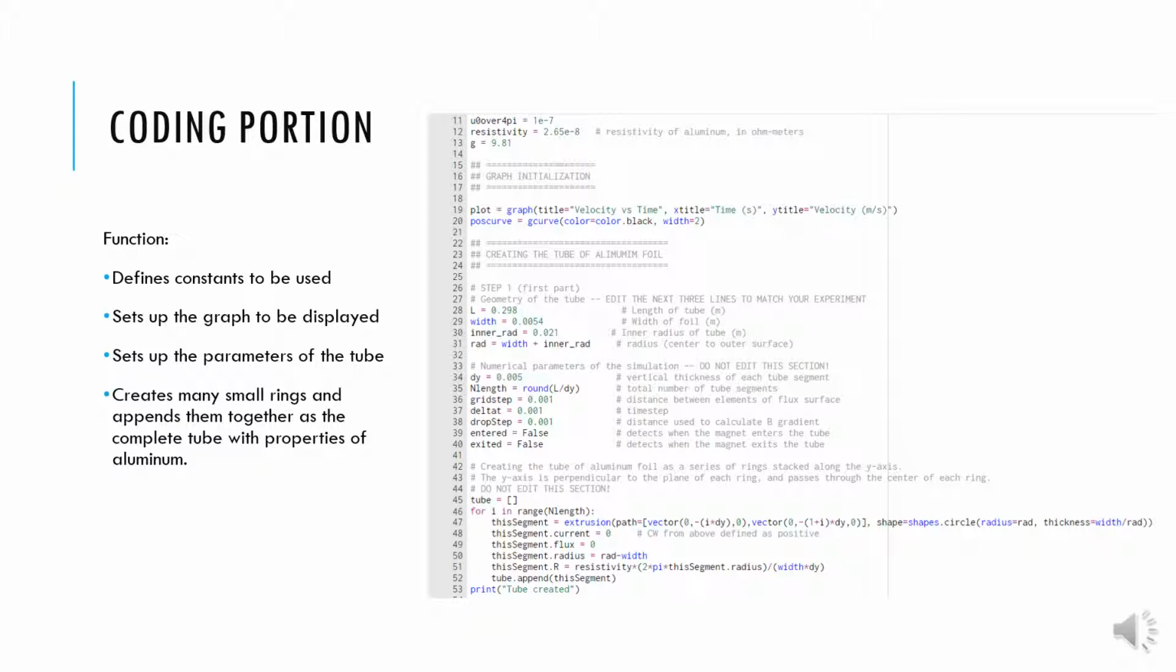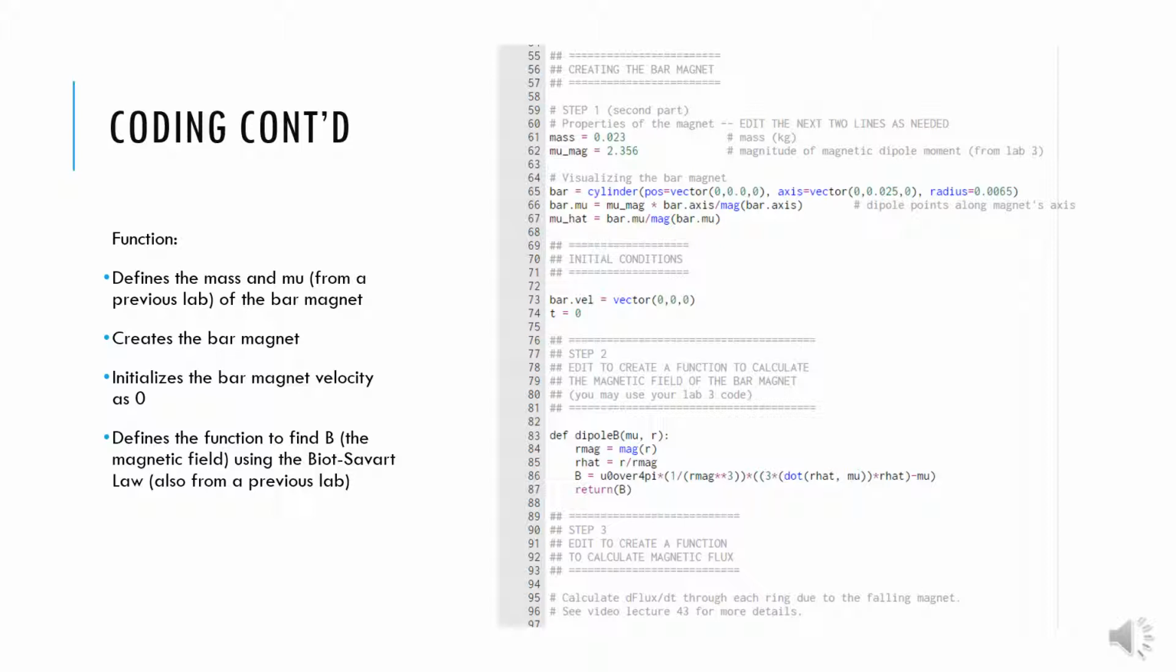For the coding portion of the lab, I started by defining constants to be used throughout. The code shown here then sets up parameters for the graph to be displayed, sets up the geometry of the tube, and creates the tube by establishing many small rings with the appropriate physical properties of aluminum and appending them together.